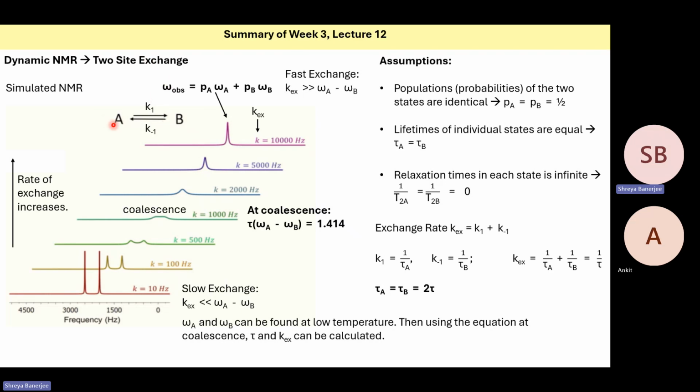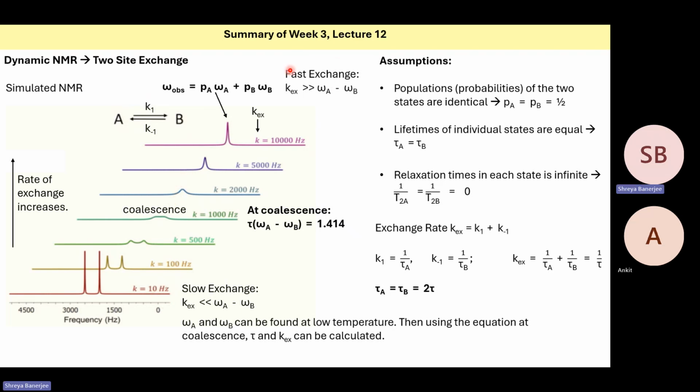Because the flipping is so rapid, the proton is so rapidly exchanging from A to B, you are not able to properly distinguish the signal of A from B. In that case, only one signal will be observed.